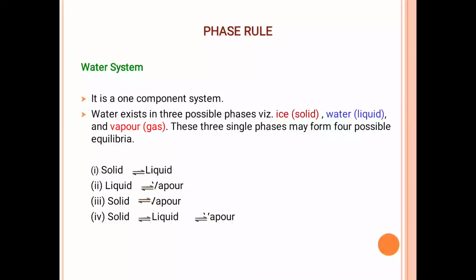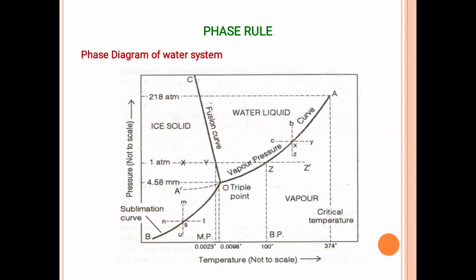Water exists in three possible phases: solid, liquid, and vapor. These can exist in four possible equilibria, that is solid liquid, liquid vapor, solid vapor, and solid liquid and vapor. So these can be given by the phase diagram, which is represented like this. So we can explain the phase diagram using the phase rule.